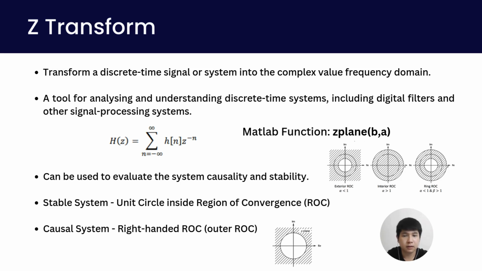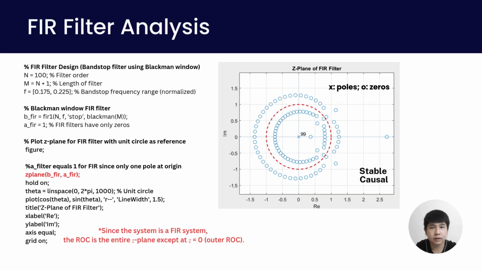In a stable system, we must see that the unit circle is inside the region of convergence, ROC, and for a causal system, we need to observe that the ROC is right-sided, or as shown in the figure beside, the ROC is the shaded region outside of the circle. Next, let us continue with the FIR filter analysis.